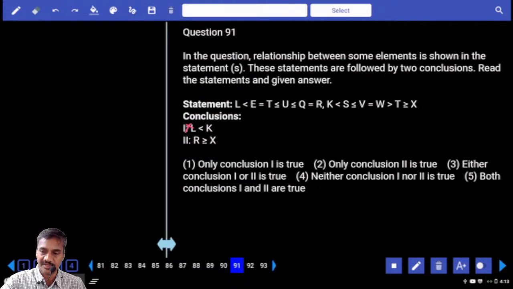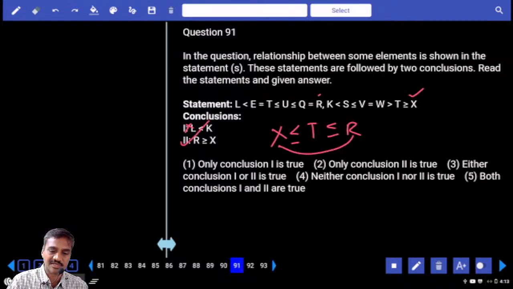Next one, R and X. X is here and R is here, and the relation between these two. Which is common here? T is common. Now T lesser than or equals to R, T greater than or equals to X means X lesser than or equals to R, which means R greater than or equals to X. And so only 2 is true, choice 2, question number 91.